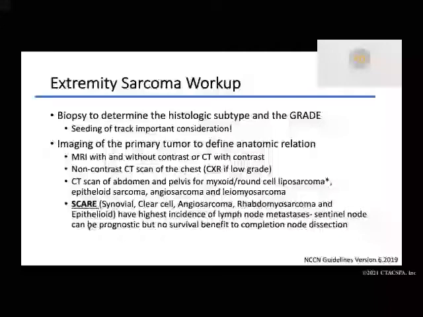So for the most part, sarcomas do not metastasize to lymph nodes. However, these subtypes are ones that will: synovial, clear cell, angiosarcoma, rhabdomyo, and epithelioid. It also happens that these ones are, except for angiosarcoma, fairly responsive to chemotherapies. But again, if they asked you that, I don't know if it's worth memorizing, but just something to know.